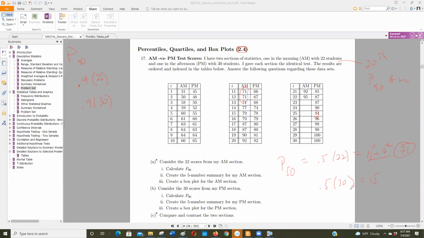And for the PM section, I'll average the 15th and the 16th value, because 15 is a whole number, right? It's an integer. And here we go, now we've got two that are different. So the median would be 78.5, because 78 plus 79 divided by 2 is 78.5. That would be the median for the PM section. A higher median.